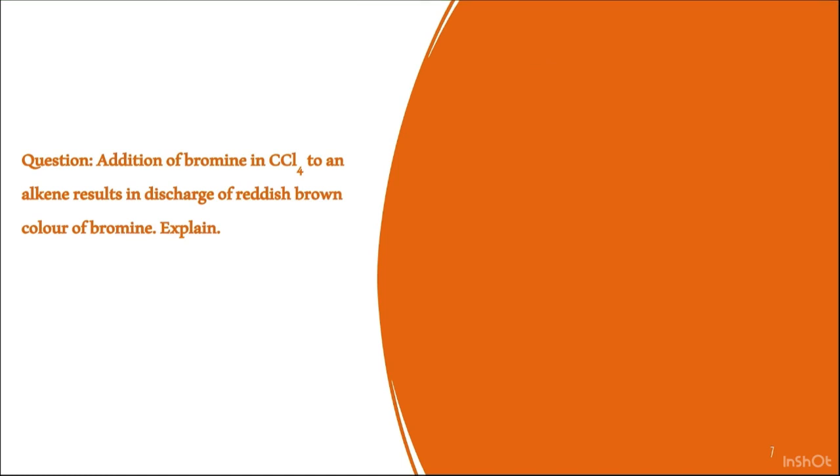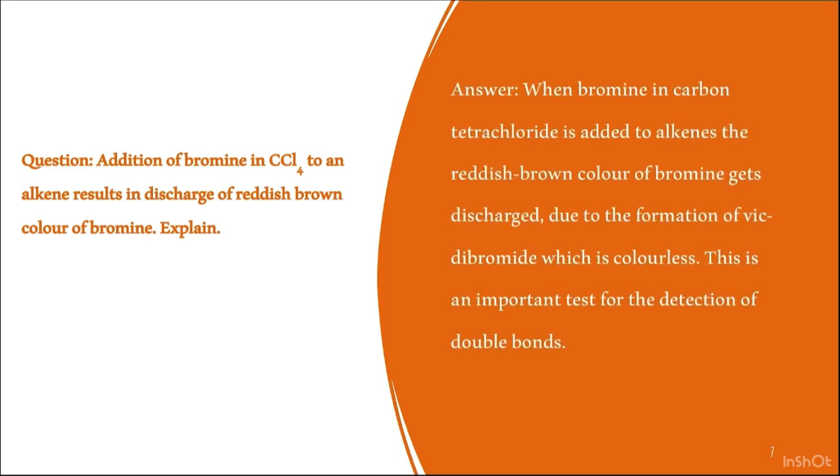Next question. Addition of bromine in carbon tetrachloride to an alkene results in discharge of the reddish brown color of bromine. This is a simple test of unsaturation. If you have a double bond alkene, generally we write it like this, and it reacts with bromine, which has that reddish brown color. Here an addition reaction takes place and it produces a dibromide.